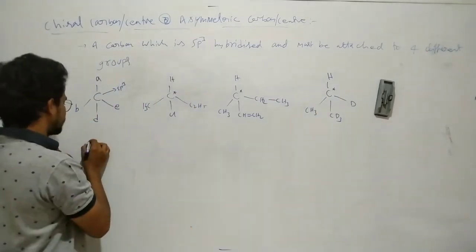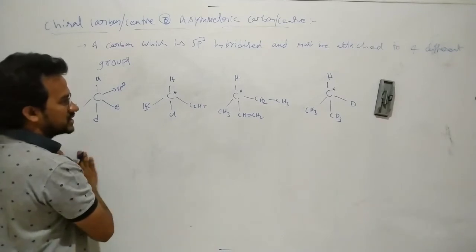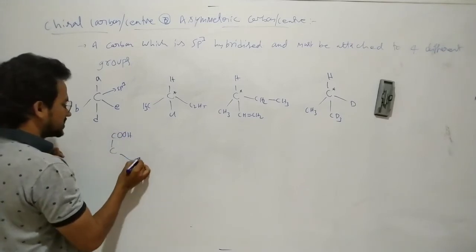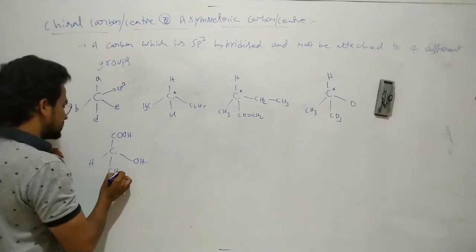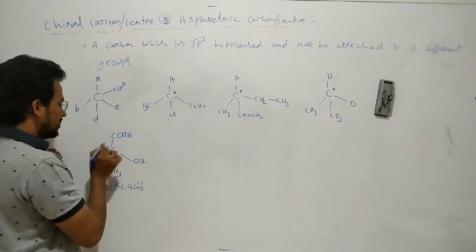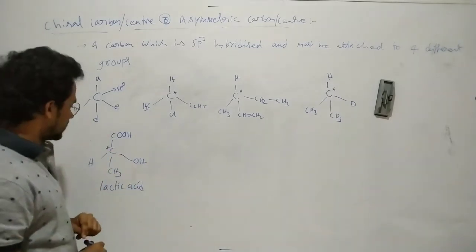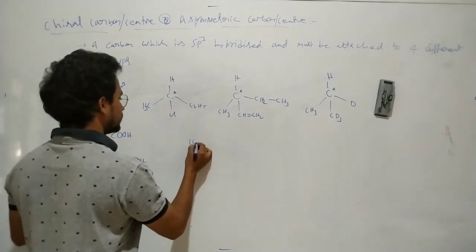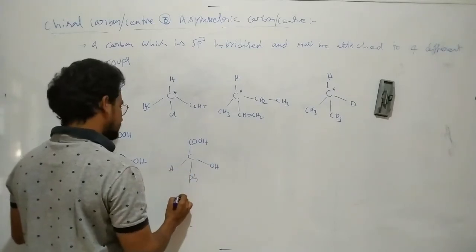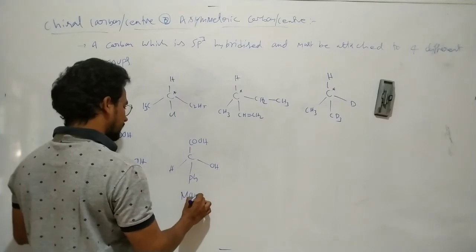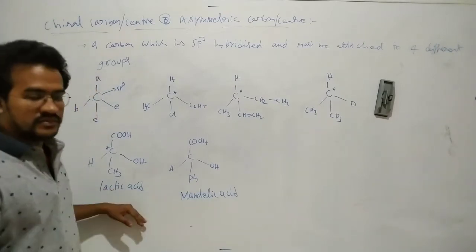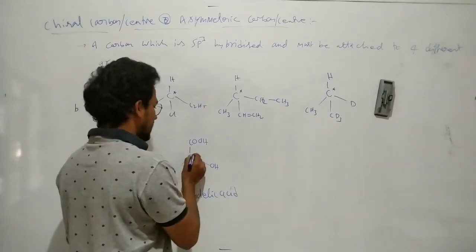For suppose here, generally we are saying these molecules: COOH carboxylic acid, this is OH, hydrogen and this is CH3. This is lactic acid, and it has 1 chiral carbon. Next, this one: COOH and OH, here hydrogen, if it is a phenyl group, that is mandelic acid. The names are important. They are specific compounds, mandelic acids. It has a chiral carbon.